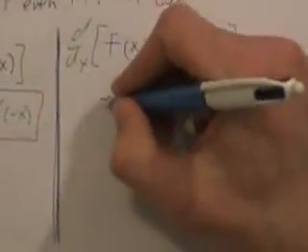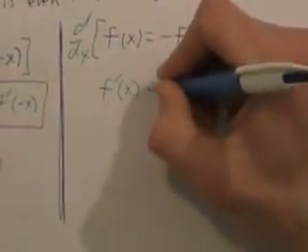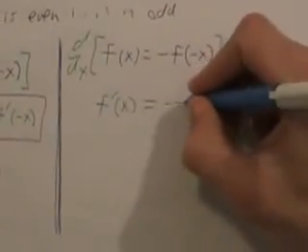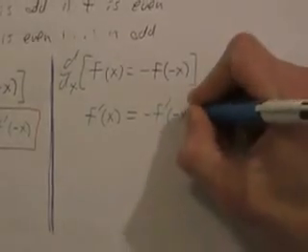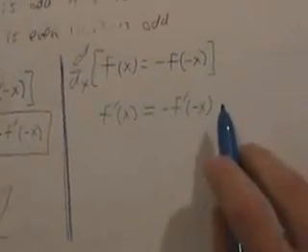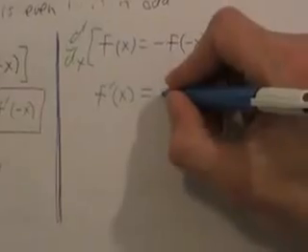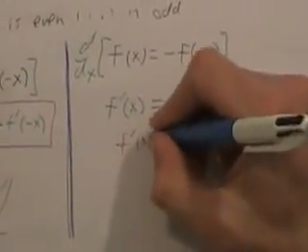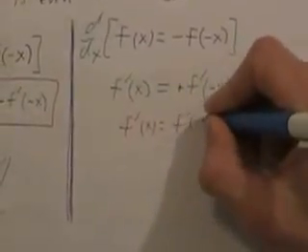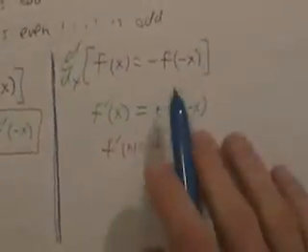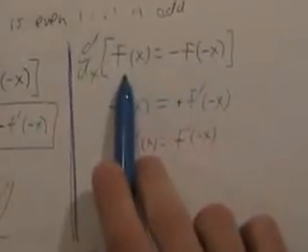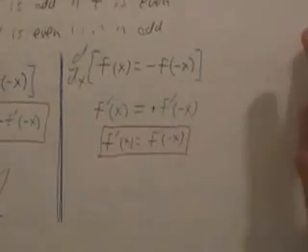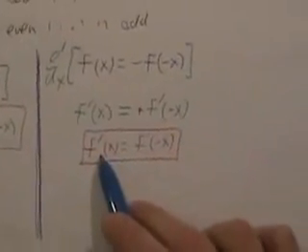On this side, I get f prime of x equals, now on this side, because of this minus out front, that's going to be minus f prime of minus x. And by the chain rule, we're going to multiply that by minus 1, thus canceling this out. And what you get is f prime of x equals f prime of minus x. So it shows that if f starts out as an odd function with this property, the derivative has this property, which is the property of even functions.